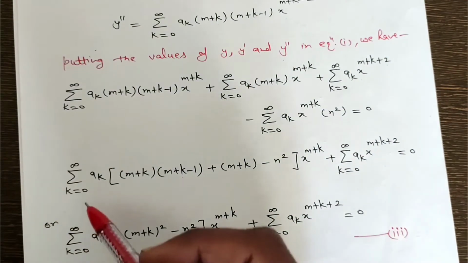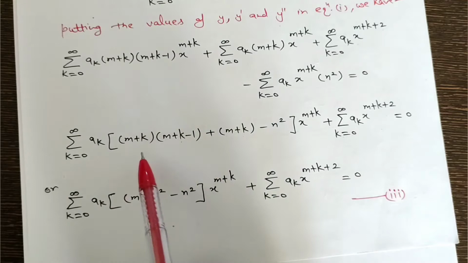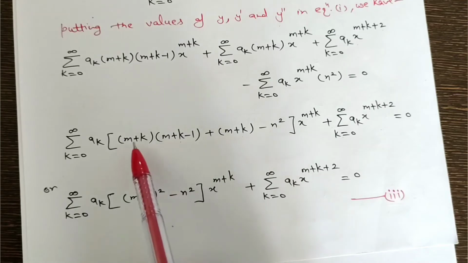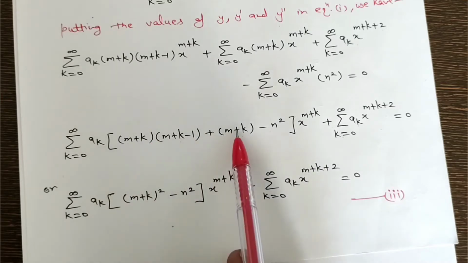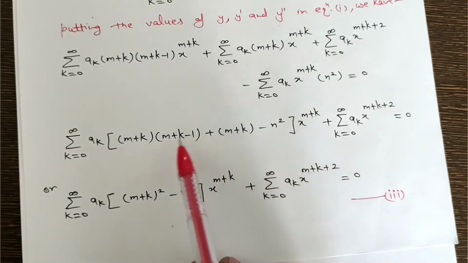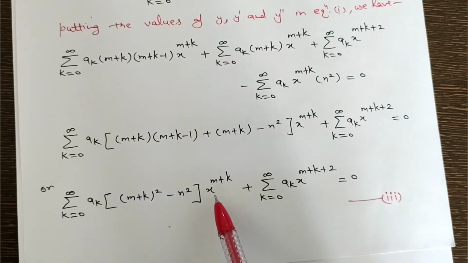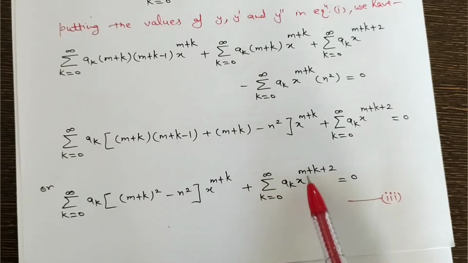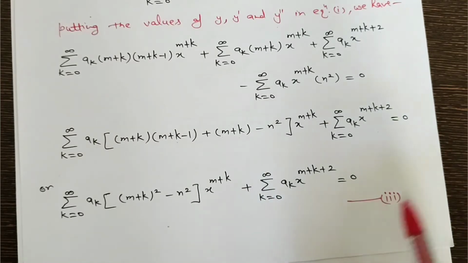Again we can simplify it more. It will be summation over k going from 0 to infinity ak, just multiply this m plus k into m plus k, this will be m plus k square, and when this m plus k is multiplied with this minus 1, it will be minus of m plus k, and plus of m plus k is already there, so that will be cancelled out. So the remaining term is only m plus k whole square minus n square into x raised to power m plus k, plus summation over k going from 0 to infinity ak x raised to power m plus k plus 2 equals to 0. We have just named this as equation third.